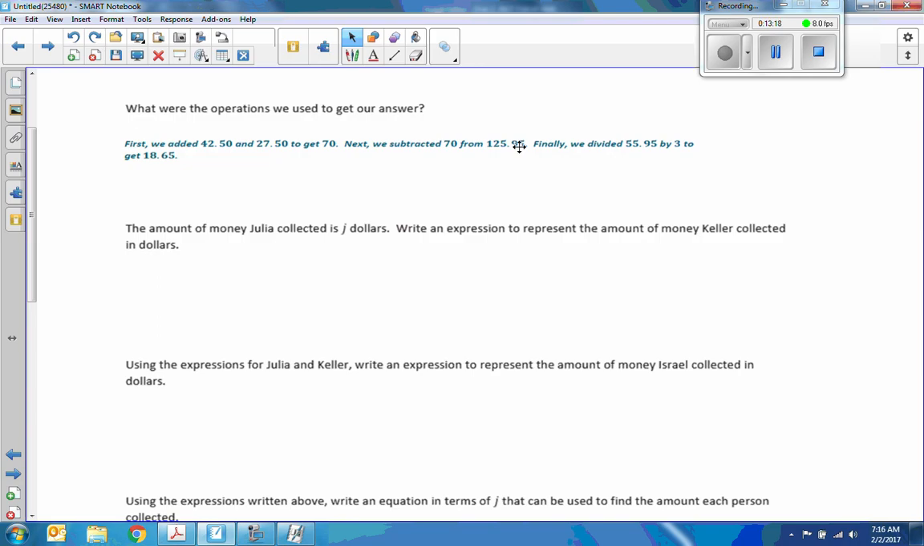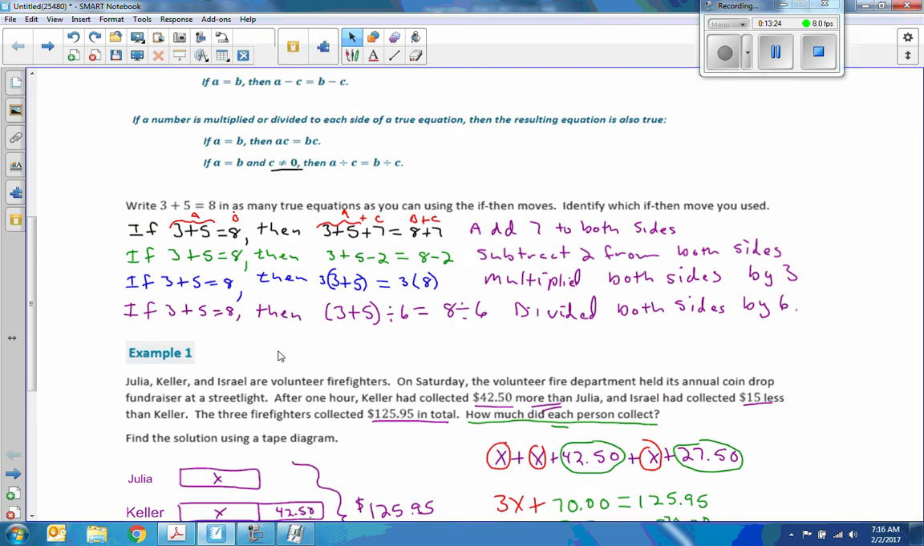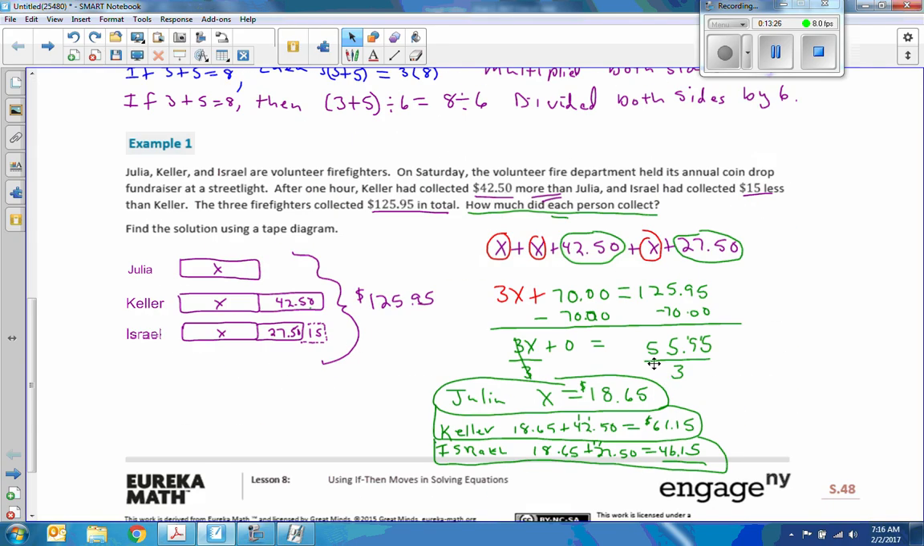Next, we subtracted 70. Well, I didn't do that, so. All right, let me go back. What were the operations we used to answer? So what I would say was, first, oh, that's right. First, I added 70, or subtracted 70 from both sides. I subtracted 70.